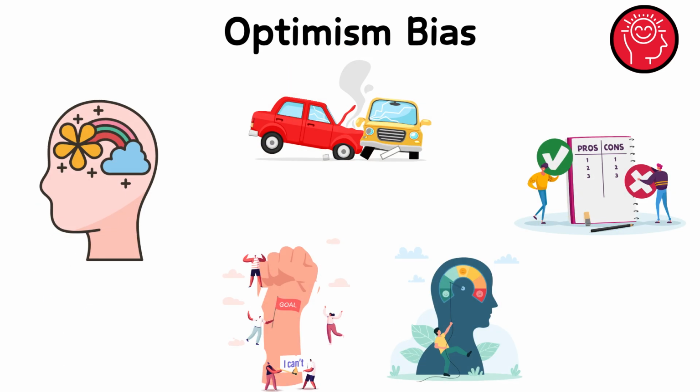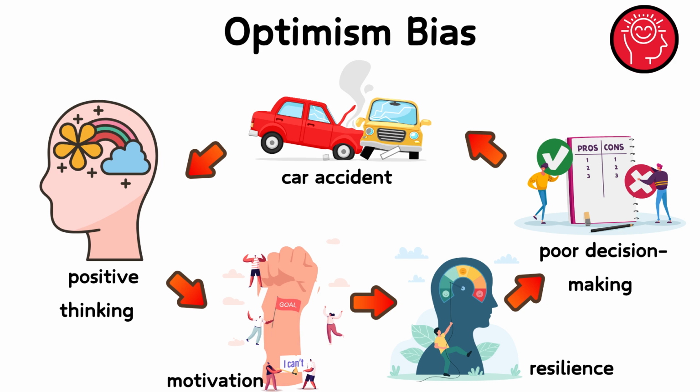People with a high optimism bias may underestimate the likelihood of getting into a car accident or developing health issues from smoking. While this bias can encourage positive thinking and can lead to increased motivation and resilience, it can also lead to poor decision-making due to underestimating risks.